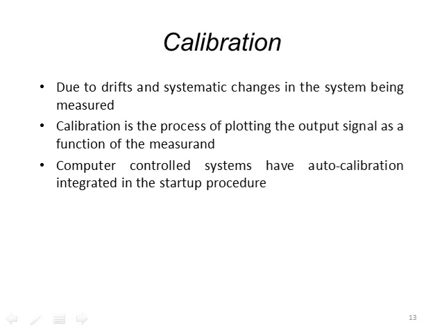So calibration, if we have systematic changes due to drifts of the system being measured, calibration is, as I said, the process of plotting the output signal as a function of the measurand, what we want to measure. Many computer-controlled systems, many sensor systems, have an auto calibration built in to be able to check where the sensor is at a particular point in time. You auto-calibrate the transfer function, and then you can do any compensations for your measurement system almost in real time. Okay.